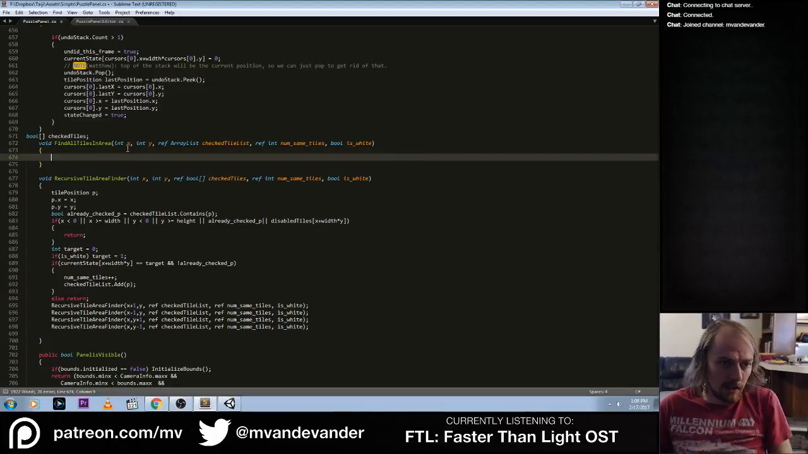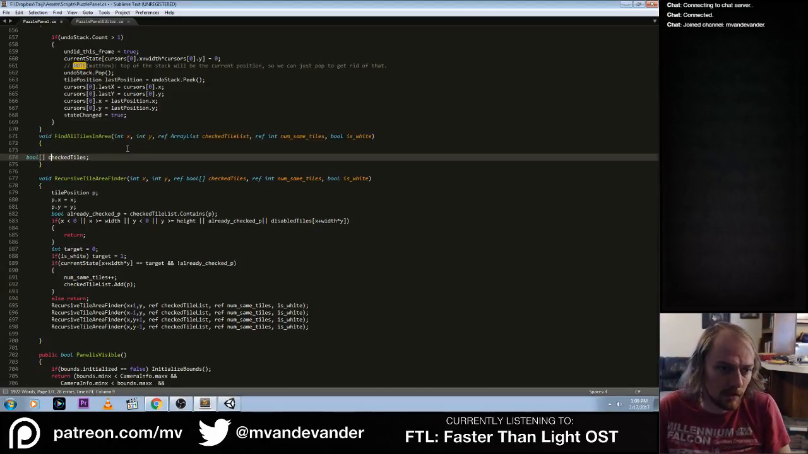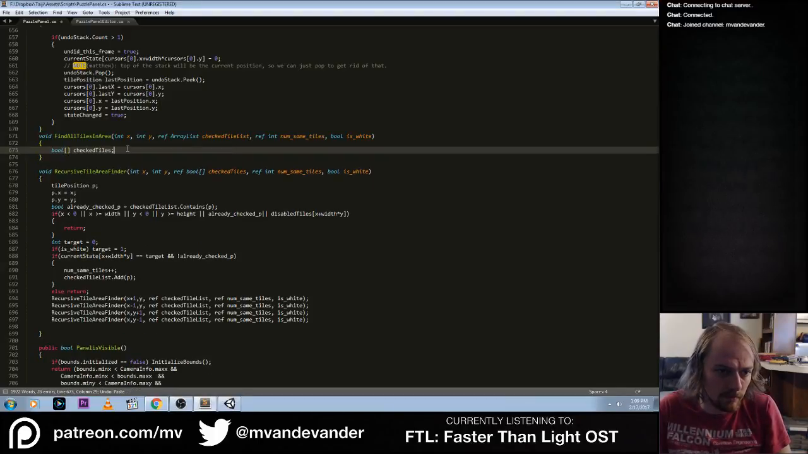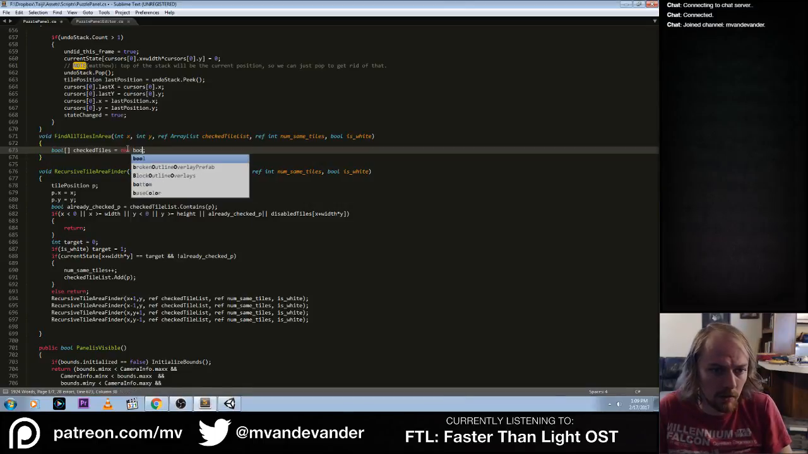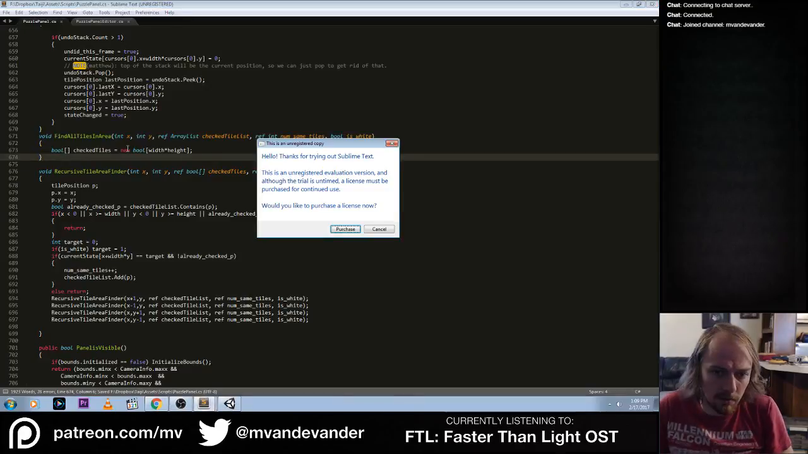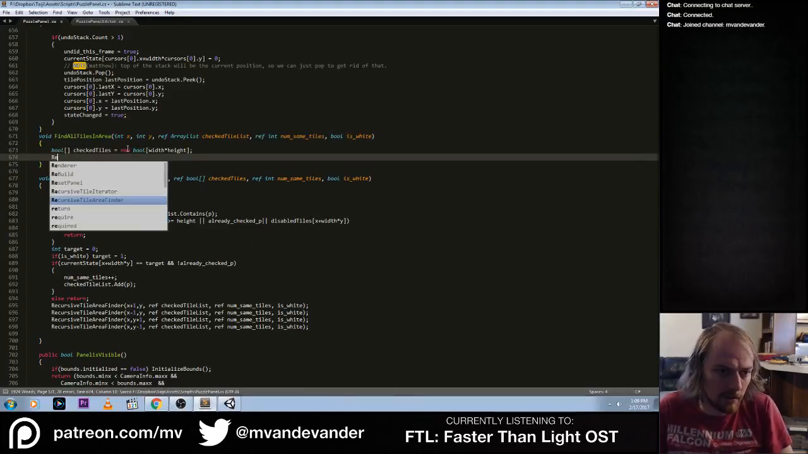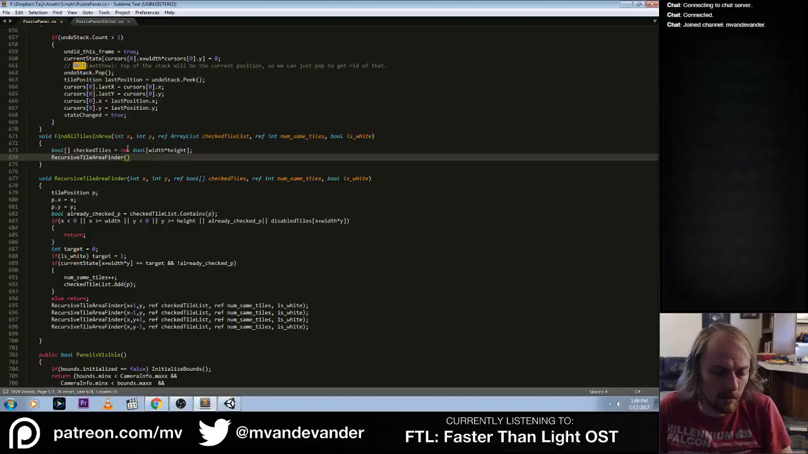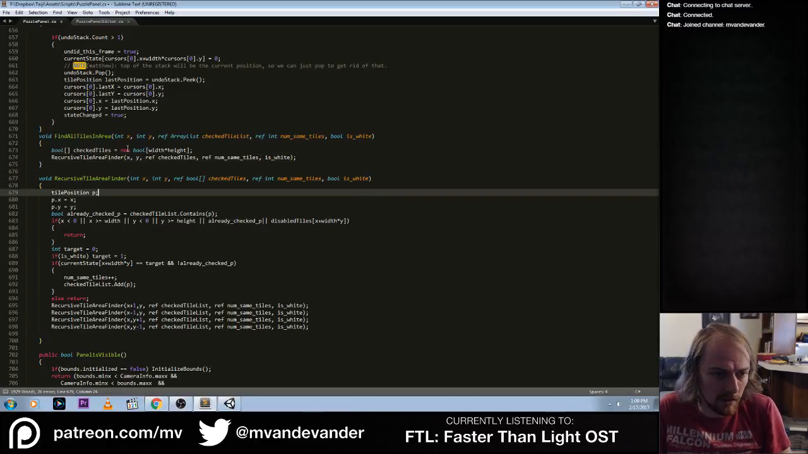Then this is going to be bool check tiles is equal to new bool width times height. So that should be an empty bool array. Then that should get passed into this. Y ref check tiles, ref num same tiles is white. So that should get passed into there.